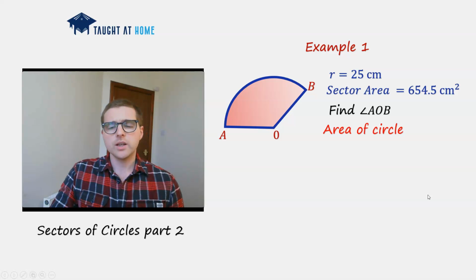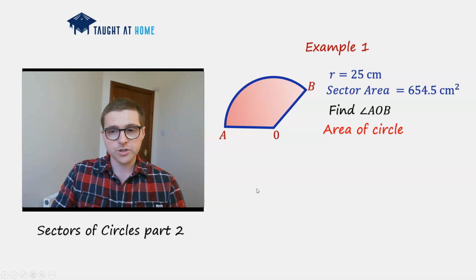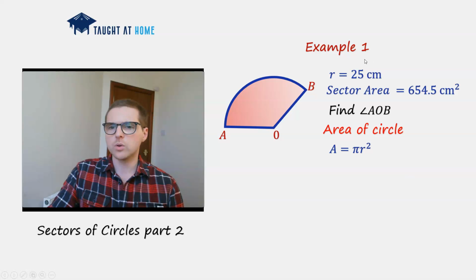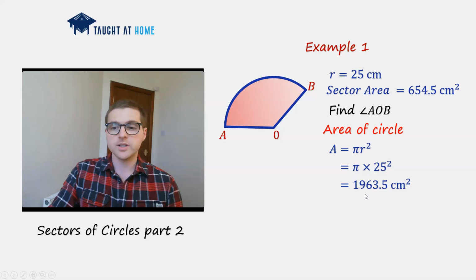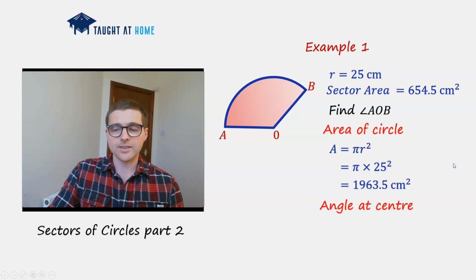So first of all, we can find out the area of the circle that this belongs to, so the full circle, and that is of course pi r squared. We know that r is 25, so pi r squared is pi times 25 squared, which is 1963.5 square centimeters. Now we have that, we can find the angle at the centre by using the ratio formula.